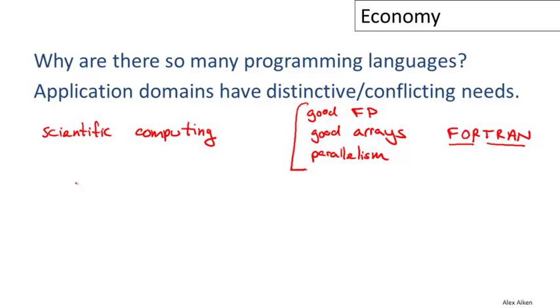Now, a completely different kind of domain is business applications. And so what do you need here? Well, here you're going to need things like persistence. You don't want to lose your data. Businesses go to a lot of trouble to get the data, and they need a way to hold on to it. They want that to be extremely reliable.